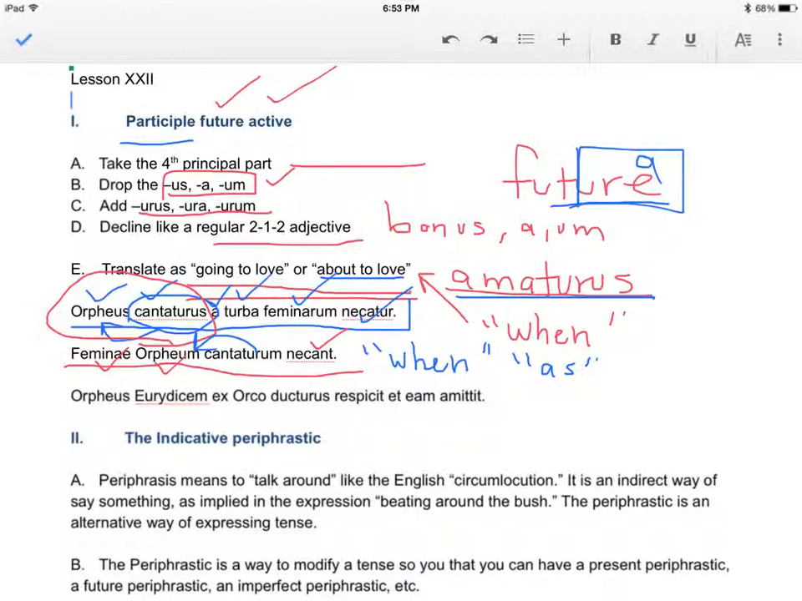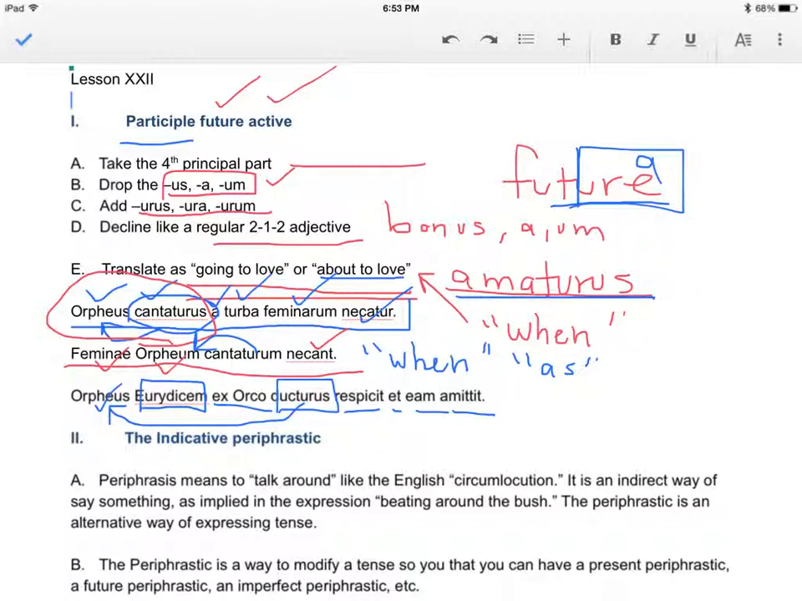The last example says, Orpheus Eurydicem ex Orco ducturus respicit et iam emittit. So it says, Orpheus, when he was going to lead Eurydice from Orcus, or from the afterlife, from the underworld, he looked back and sent her away. So again, ducturus is the participle future active. It modifies Orpheus like an adjective, so it's in the nominative singular masculine, just like Orpheus is.